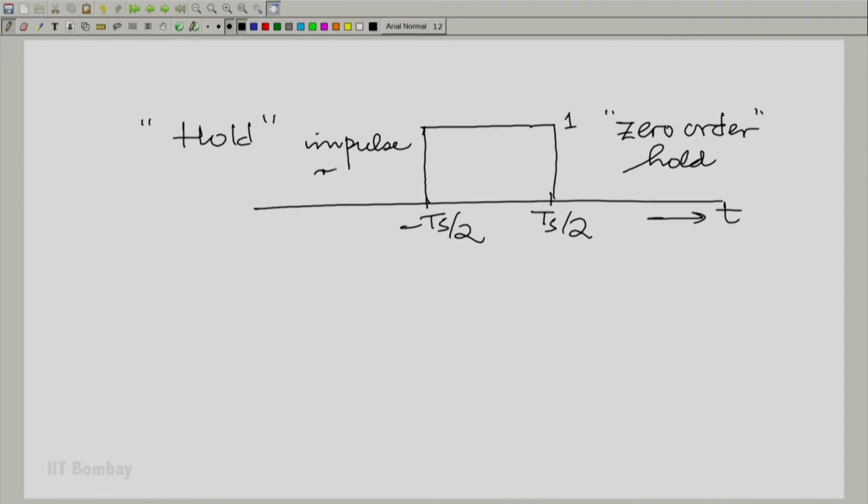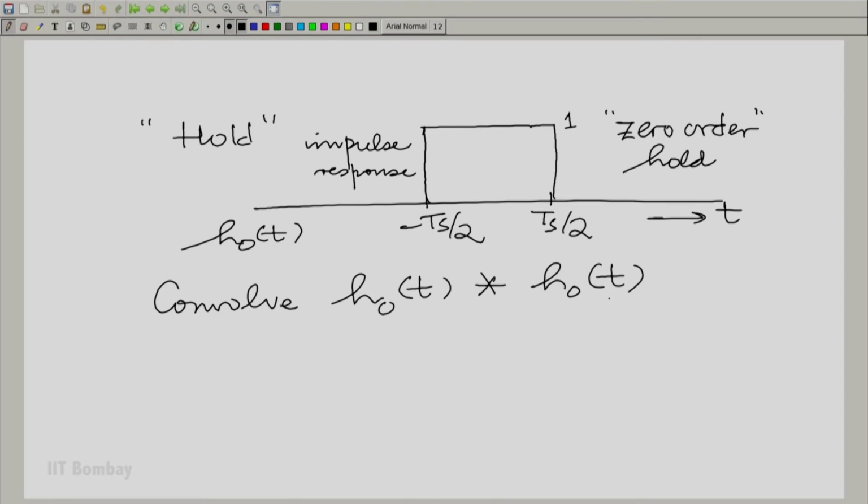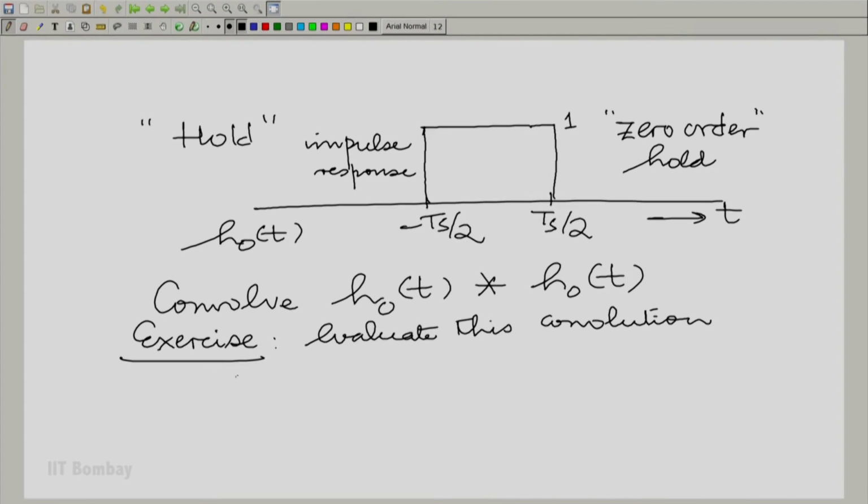Suppose we had this impulse response. Let us call it h0(t) to emphasize the 0 order. Let us convolve h0(t) with itself. What do you expect to get? In fact, I leave this to you as an exercise. Evaluate this convolution and verify.